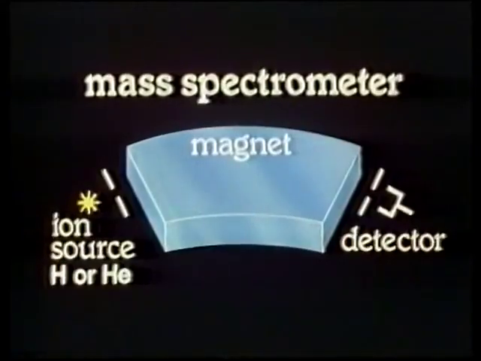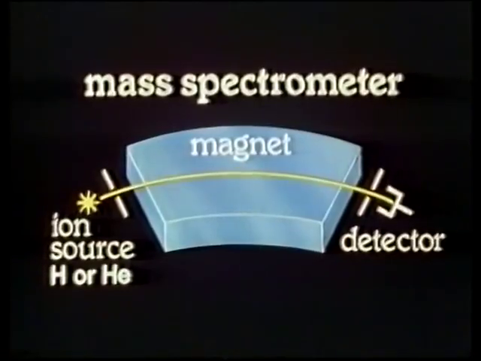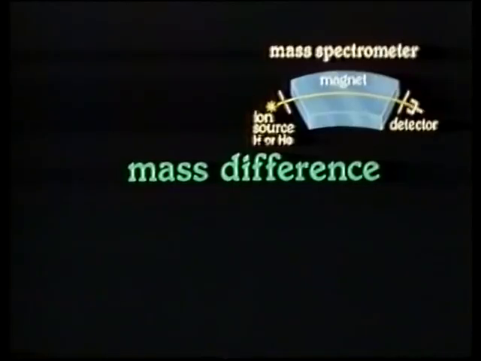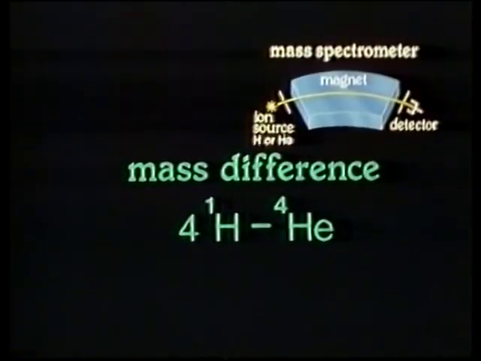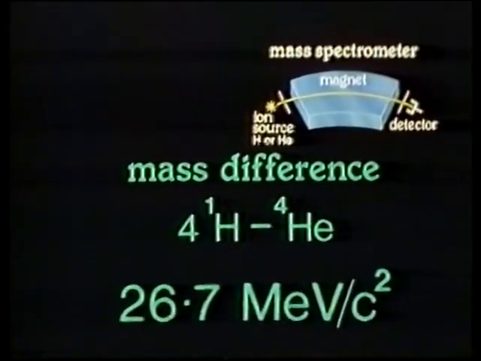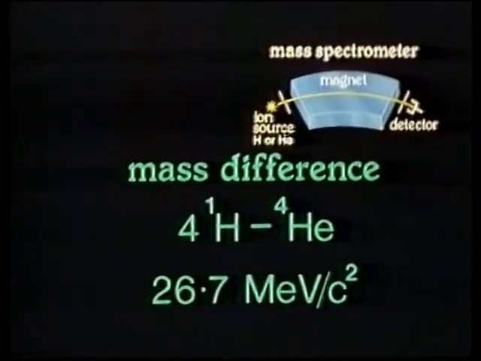Francis Aston, English physicist. He invented the mass spectrometer in 1919. With it, Aston was able to compare the masses of nuclides. In particular, he was able to show that the mass of a helium atom is less than the mass of 4 hydrogen atoms by about 0.5%, which, in terms of the equivalent energy, works out at 27 million electron volts.